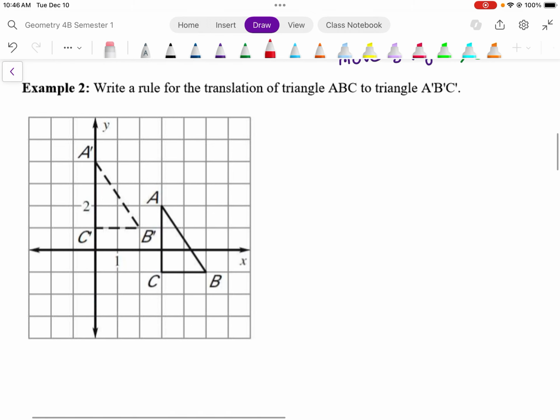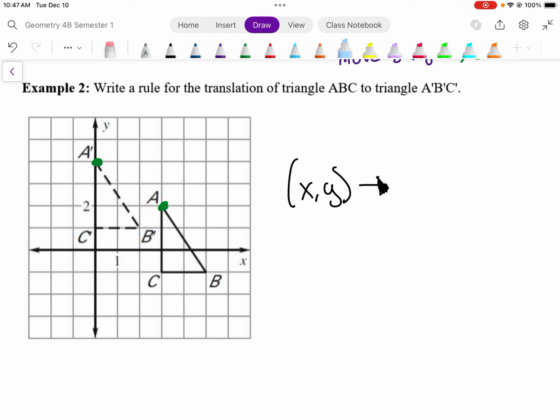The next one, we're going to write a rule for the translation of triangle ABC to A'B'C'. Again, all of your rules have to start with (x, y) in parentheses, and then an arrow indicating what we are going to be doing to each of our points. So for this one, you are going to pick one point from each of the shapes that has the same letter. So I'm just going to choose A and then A prime. And we are looking, what are we doing with that shape?